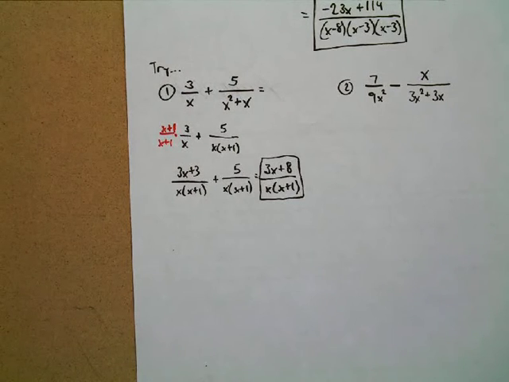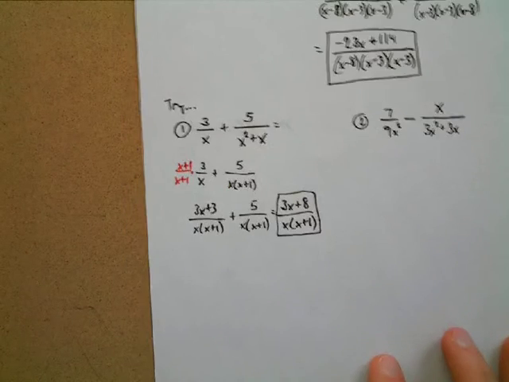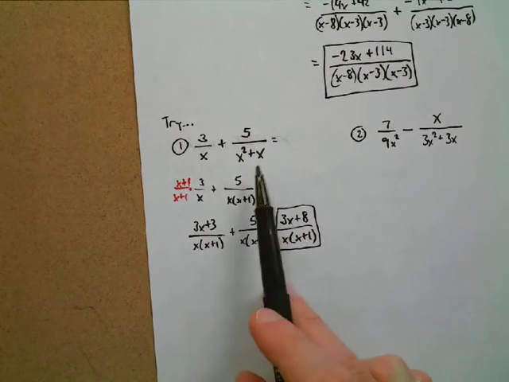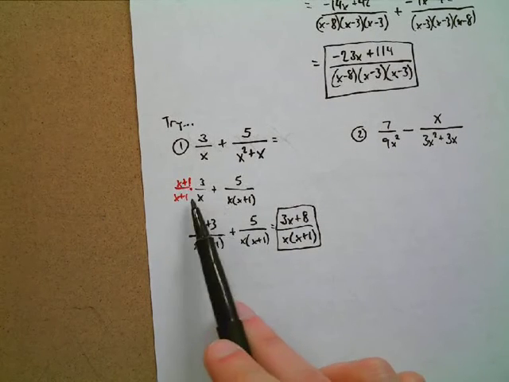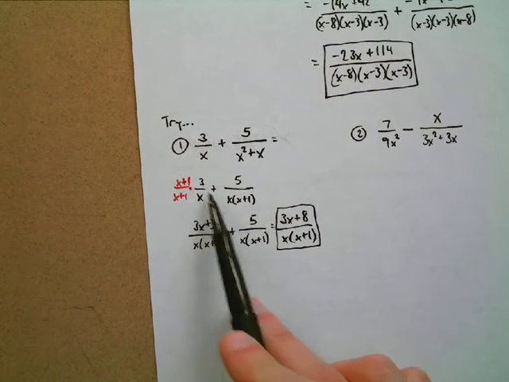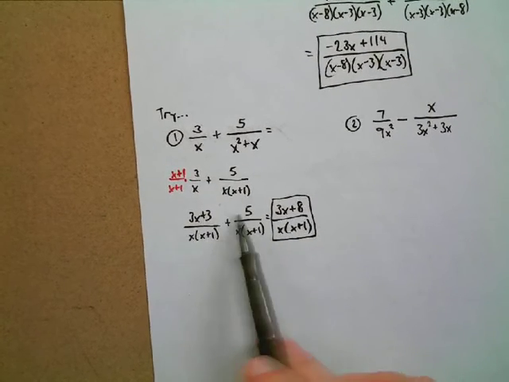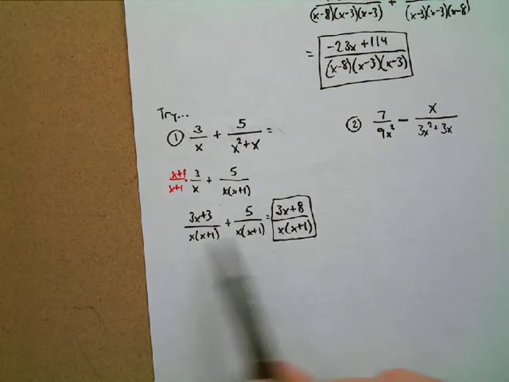Questions on number 1? Okay. So again, factor that second denominator. See that you're missing x plus 1 in the first denominator, and then distribute and then add like terms. Okay. Notice our denominators do not change when we add, right? The denominator stays the same.